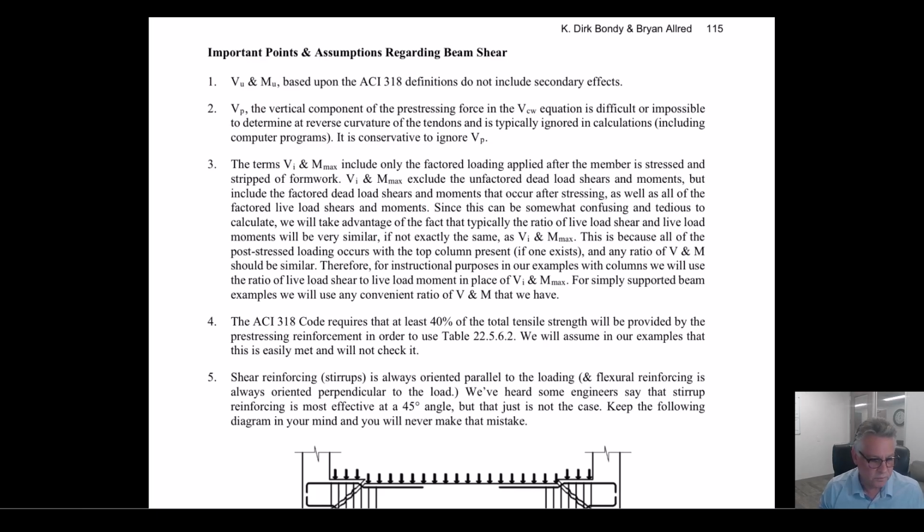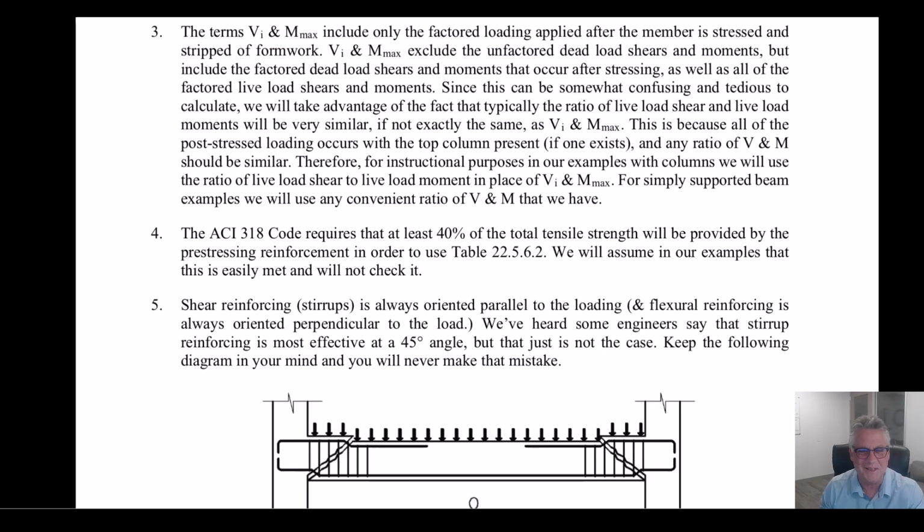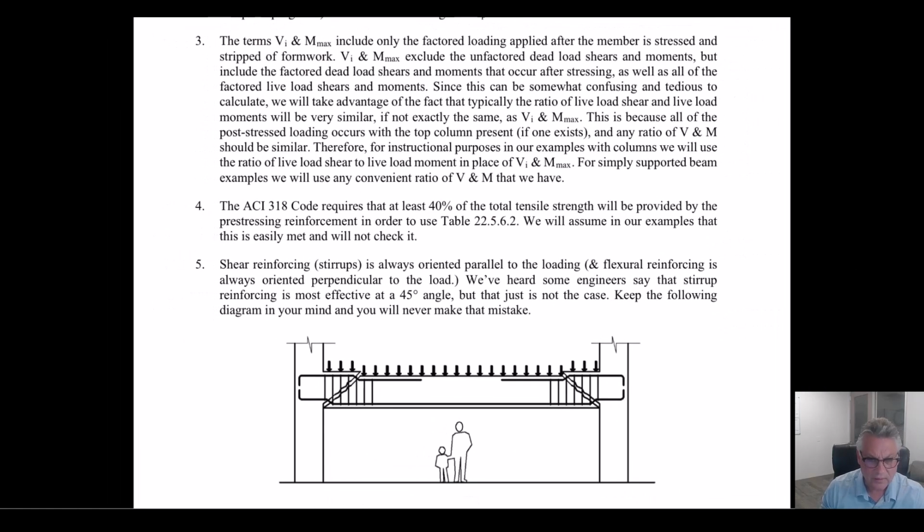And again, for the simply supported beams, you can take any shear and moment ratio. That ratio should be constant for any type of loading. So we'll do all of those things, and I'll try to explain it and make it clear. Code says got to have 40% of the total tensile strength provided by the pre-stressing. We're just going to assume that we do. We will. We always do. So that's it.